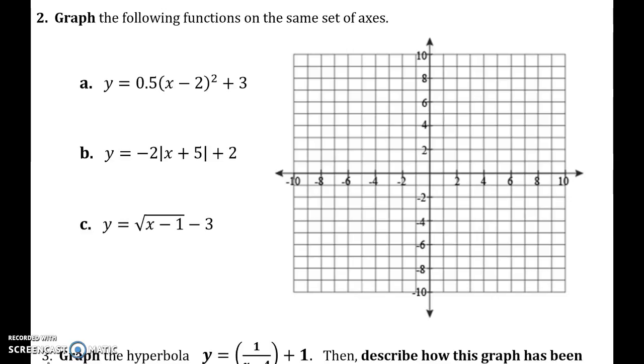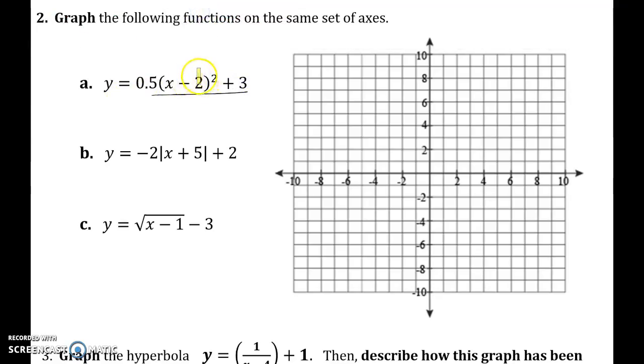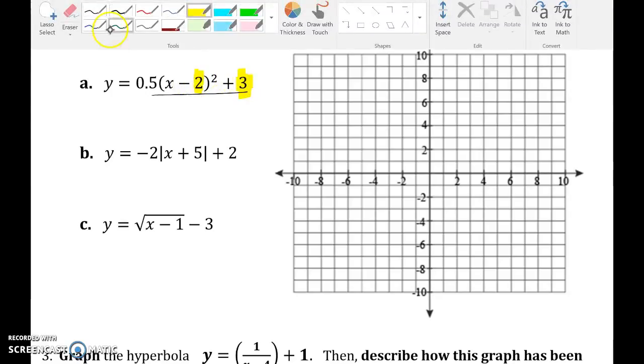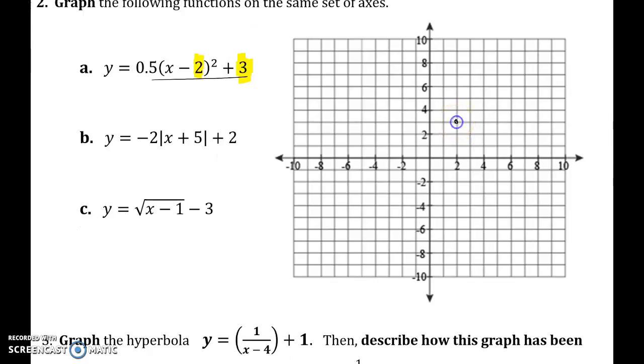All right, let's start with our quadratic. So a couple different ways we could go about this. Let's say we are really comfortable with our parent functions and we want to look for the h and the k, or the locator points. So that would be 2, 3. And then graph from there.